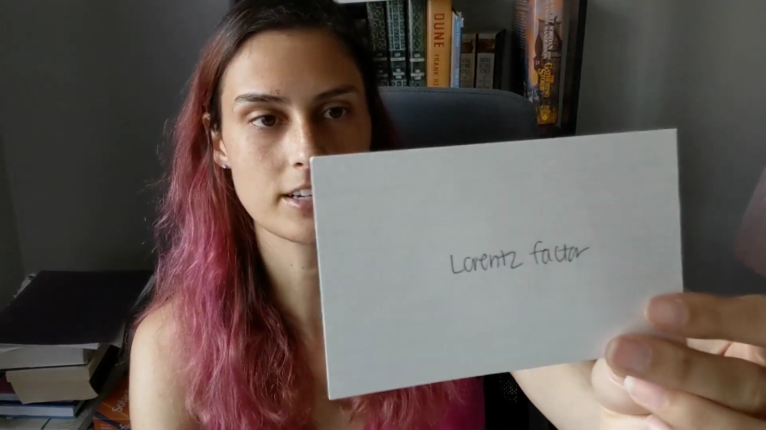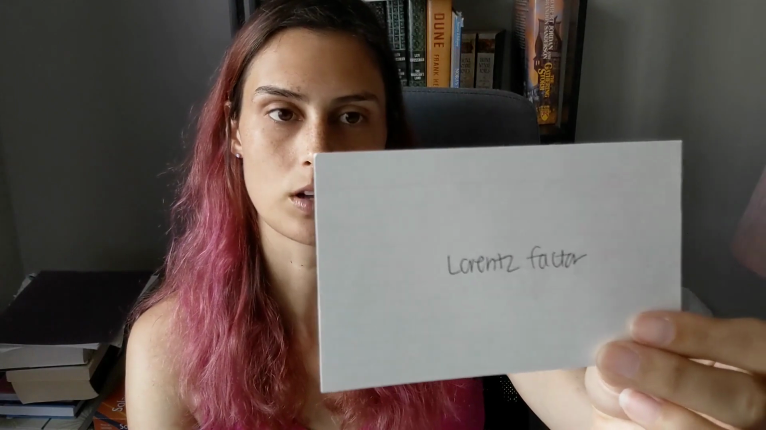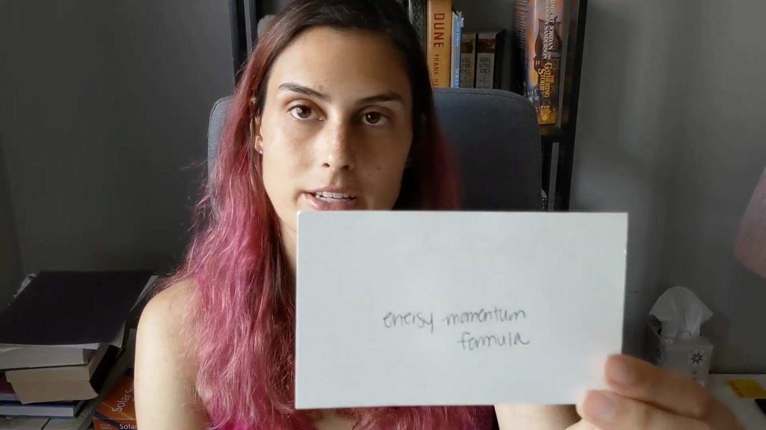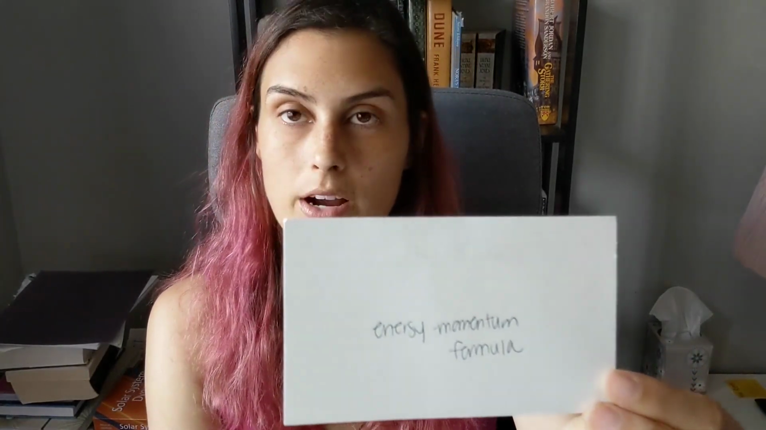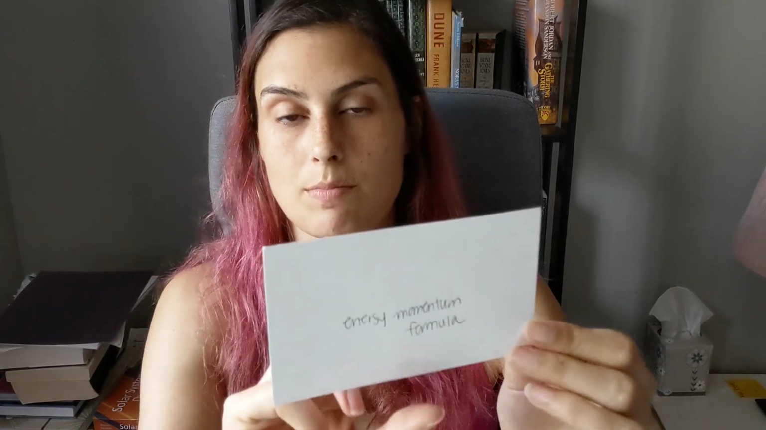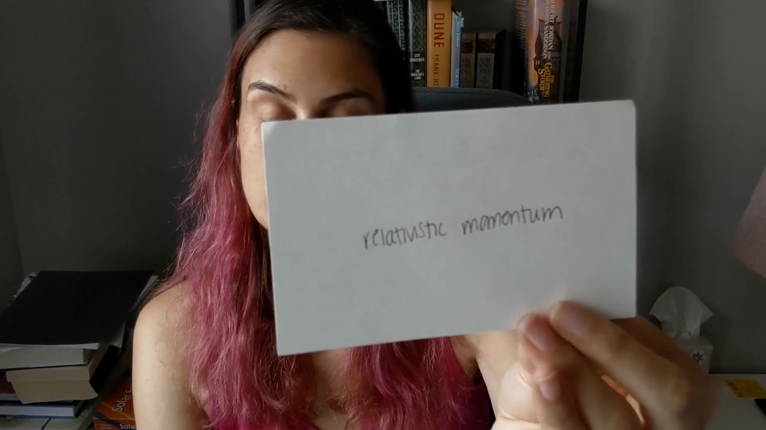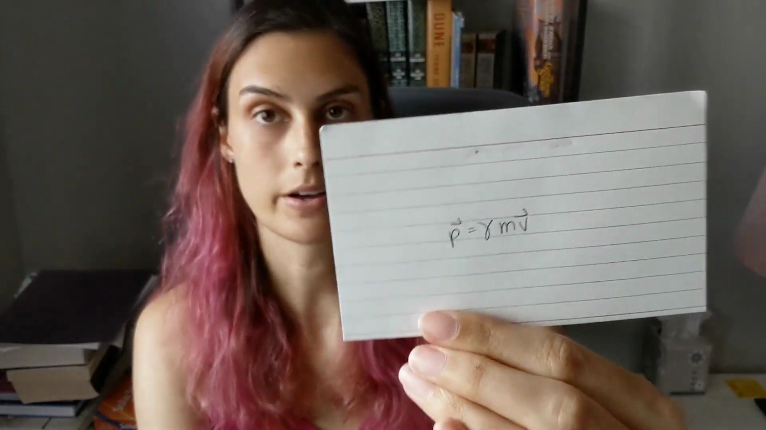The Lorentz factor, gamma, we've seen this a lot already, equals 1 over the square root of 1 minus v squared over c squared. The energy momentum formula: E squared equals P squared c squared plus m squared c to the fourth. And lastly, relativistic momentum: P is equal to gamma mv, where again, gamma is the Lorentz factor.